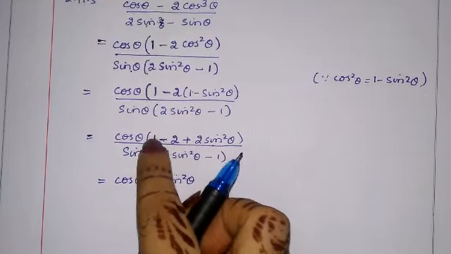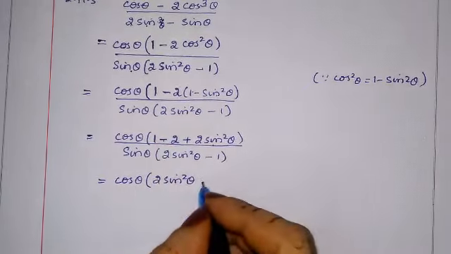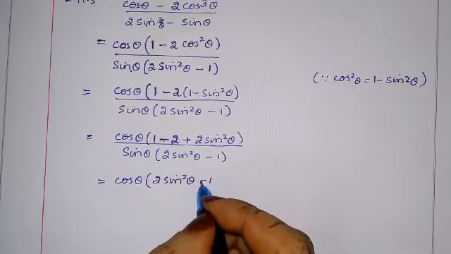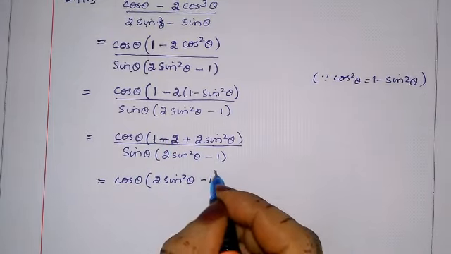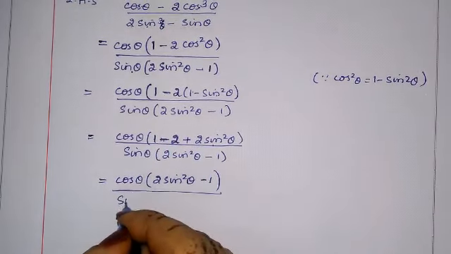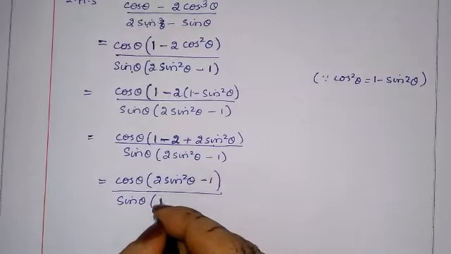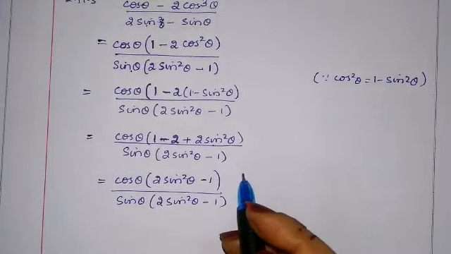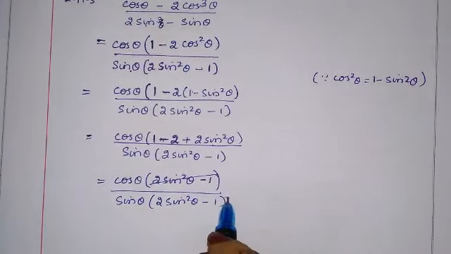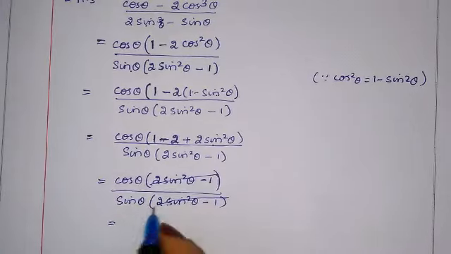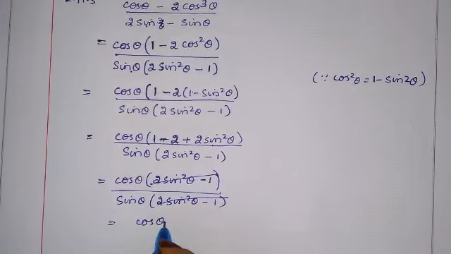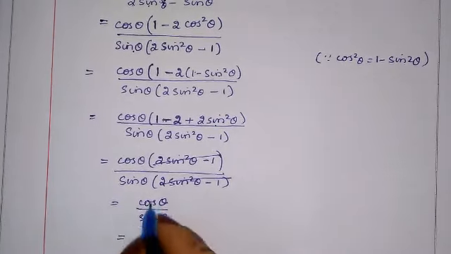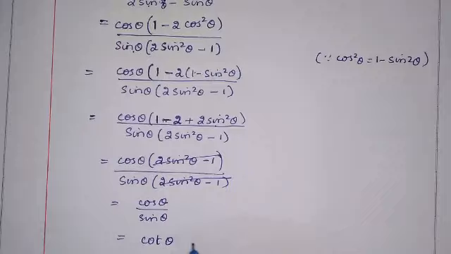Here cos theta as it is, I'll write first 2 sin square theta, this I wrote here. 1 minus 2 is minus 1 because greater number is 2, so it is having minus sign. 1 minus 2 is minus 1 upon sin theta, denominator as it is, 2 sin square theta minus 1. So we can see here 2 sin square theta minus 1, 2 sin square theta minus 1 got cancelled. Left is nothing but cos theta upon sin theta, and cos theta upon sin theta is nothing but cot theta.